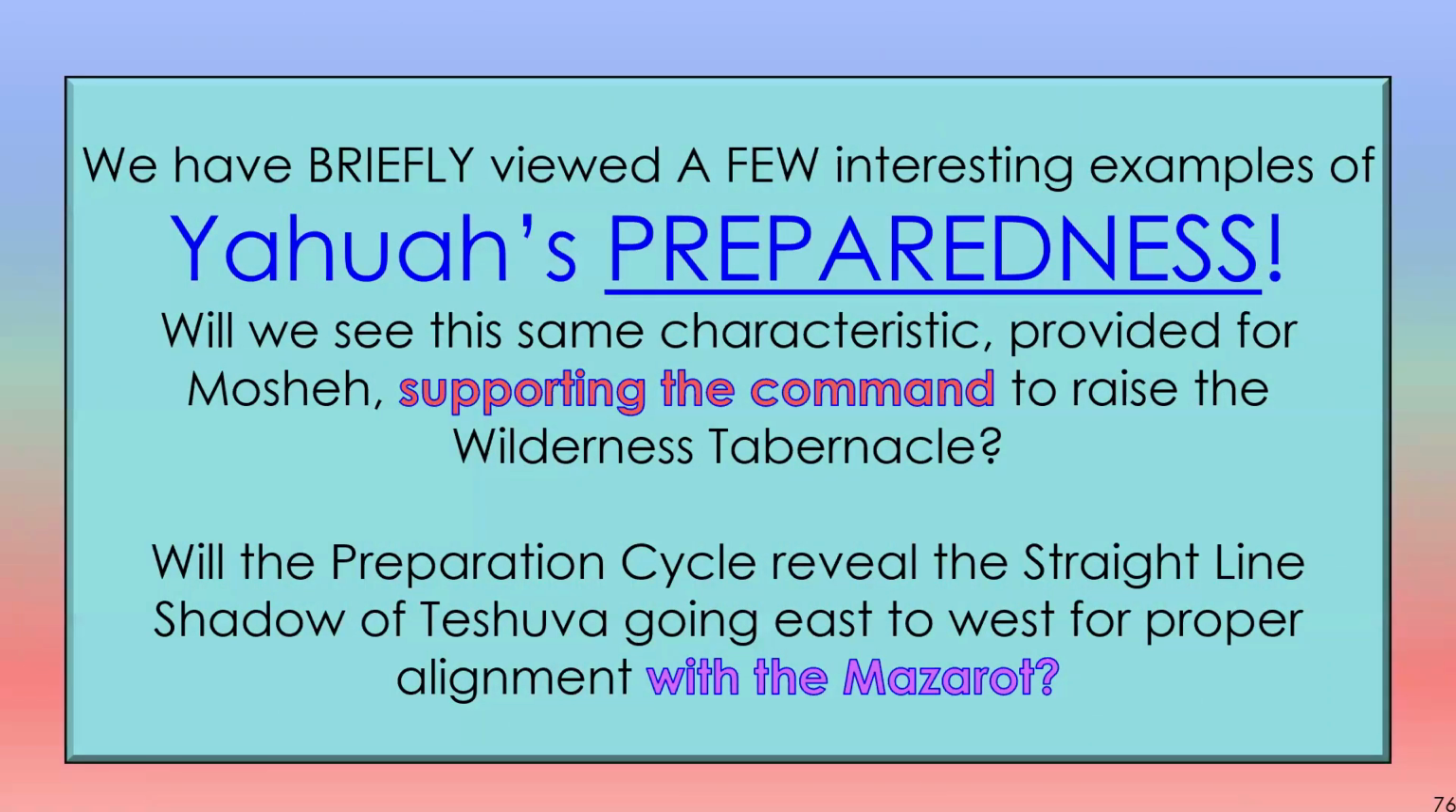We have briefly viewed a few interesting examples of Yahuwah's preparedness. Will we see this same characteristic provided for Moshe, supporting the command to raise the wilderness tabernacle? Will the preparation cycle reveal the straight line shadow of Teshuva going east to west for proper alignment with the Matzerot?